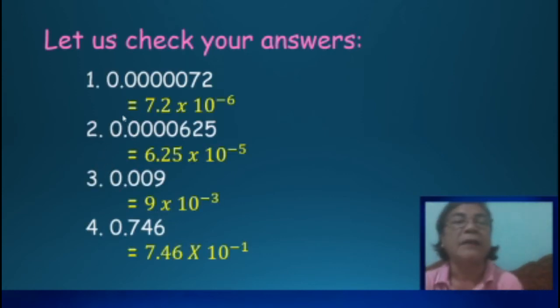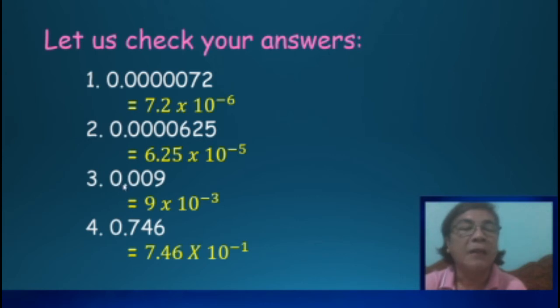So here, we now have an answer for number 1. Why negative 6? Let's do it together. 1, 2, 3, 4, 5, 6. So it is 7.2 times 10 raised to the negative 6. For number 2, it is 1, 2, 3, 4, 5. So we now have to write 6.25 times 10 raised to the negative 5.